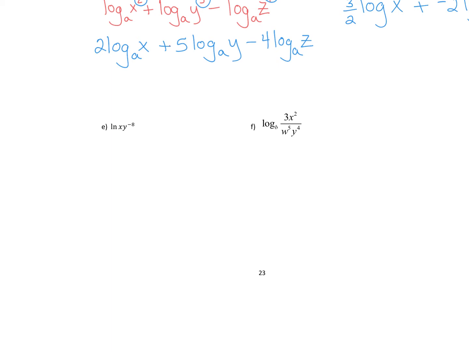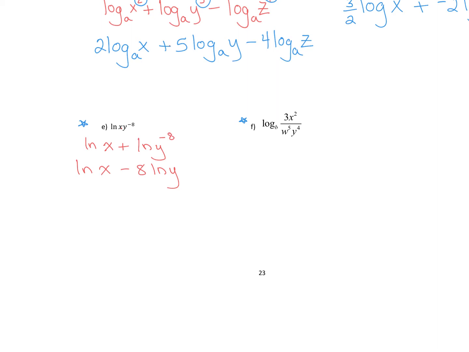Our last two examples on this page are important ones to pay attention to. They each have something that we can learn from. For the first one, E, we notice that we have a product. And it's important to notice that the -8 is only on the y. So we cannot bring that -8 down in front. We have to first break this up as a product. So the natural log of x plus the natural log of y to the -8. And then I can bring my -8 exponent down in front of the natural log of y.